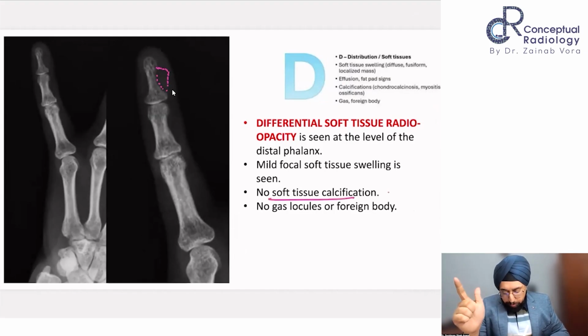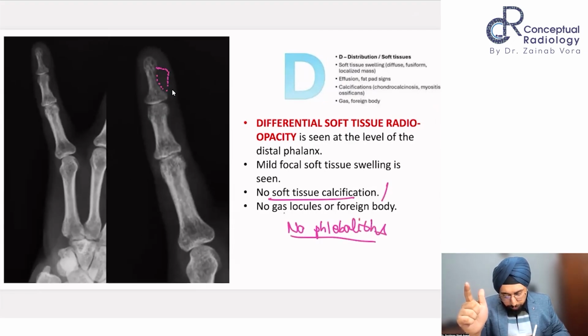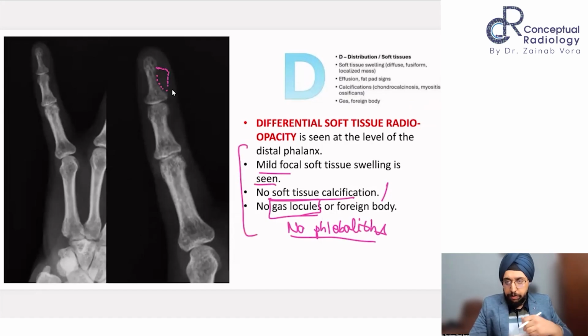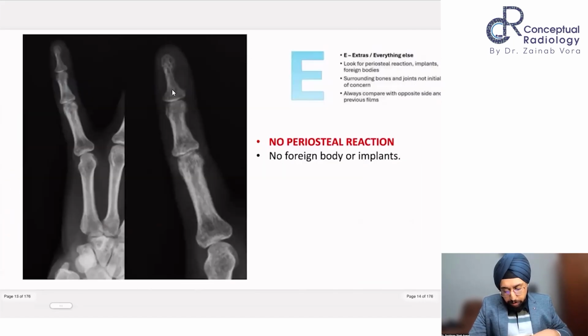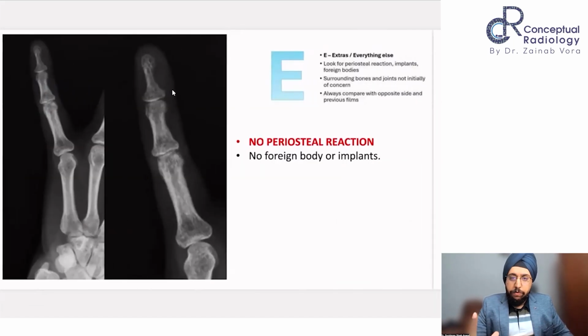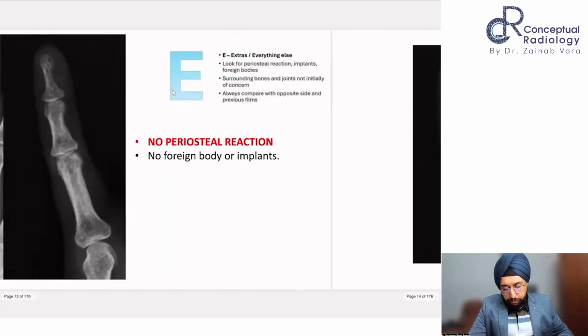Okay. We do not see any phlebolith. We do not see any gas locules. Okay. We just see a differential soft tissue radiopacity adjacent to the area of scalloping. That's it. Okay. No additional features are there we can see in the soft tissue. And very importantly, in extras, you do not see any foreign body or implants, and you do not see any periosteal reaction. Okay.